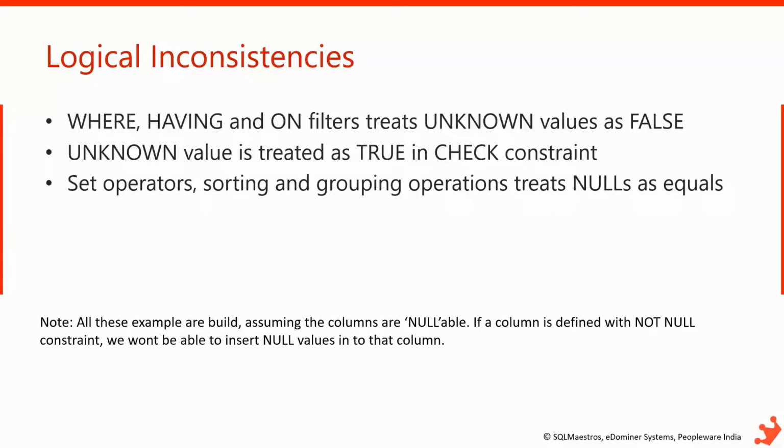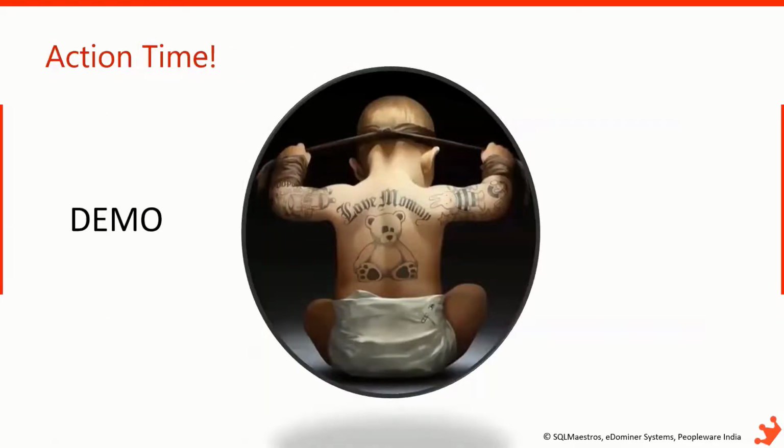A small note: all these examples that we are discussing just now assume that the columns are nullable columns. That means you have not defined any not null constraint on top of the column. If you have defined a not null constraint on top of a column, then we won't be able to insert nulls, so there won't be any issue there. So these are nullable columns, and that is where we are talking about various check constraints, etc. So without any further delay, let's look into a couple of examples.